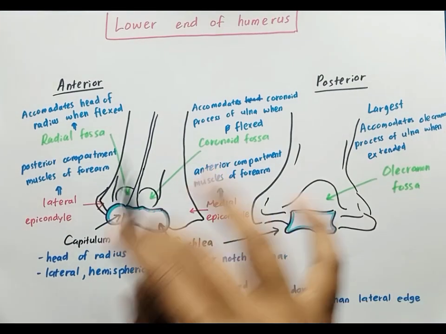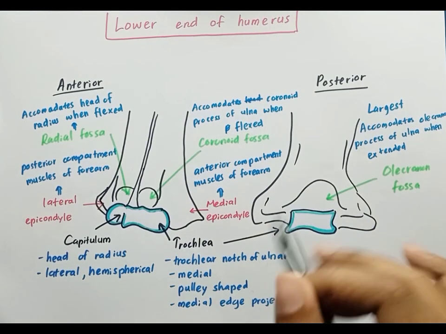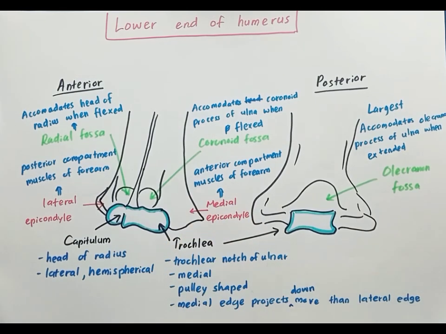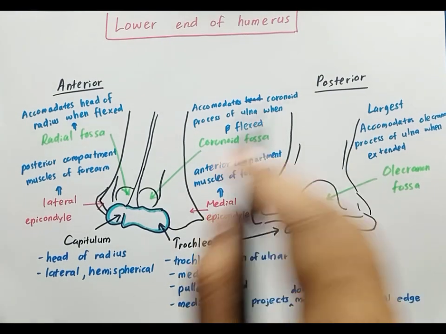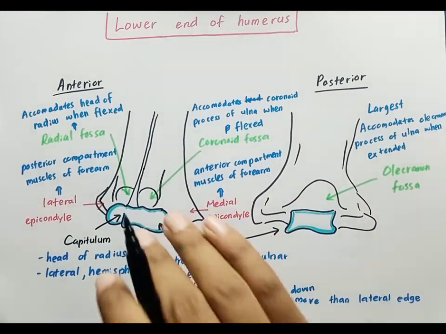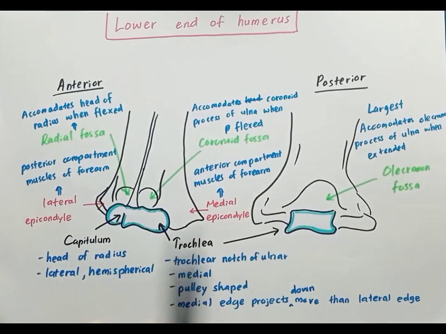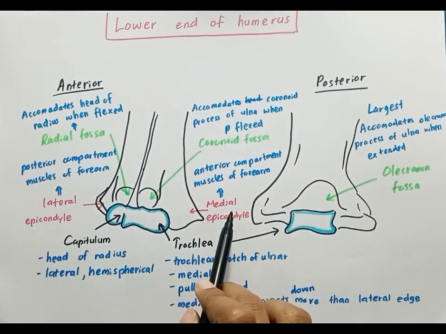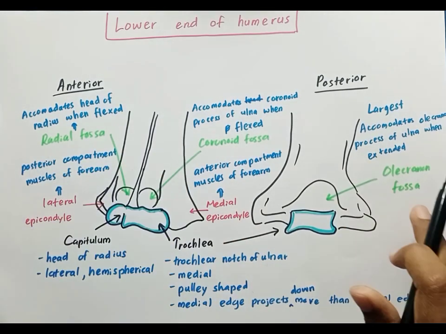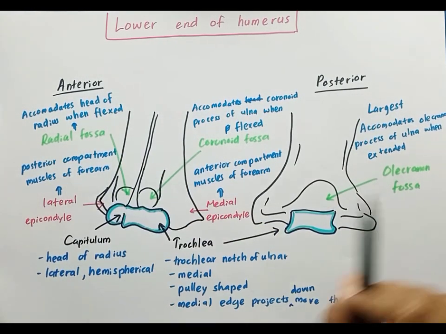So that's all about the lower end of humerus, and I'll give a brief idea again. There are two parts as non-articular and articular. Here the articular part consists of capitulum and trochlea. And when we talk about the non-articular part, there are fossae and epicondyle. There are two epicondyles as lateral and medial. It attaches with the muscles of forearm, and there are three fossae as radial, coronoid and Olecranon.